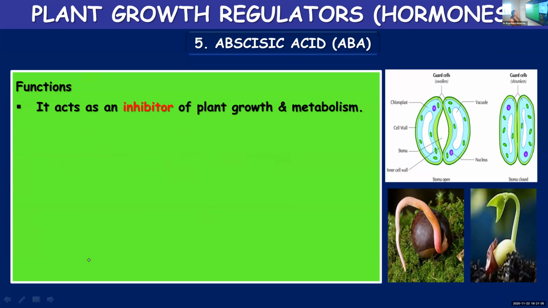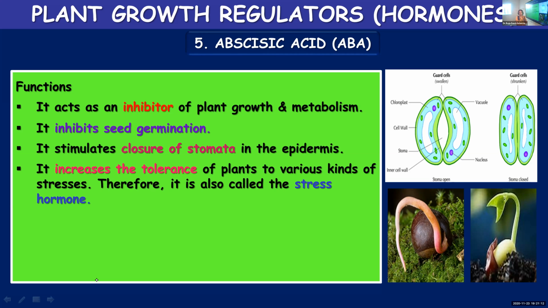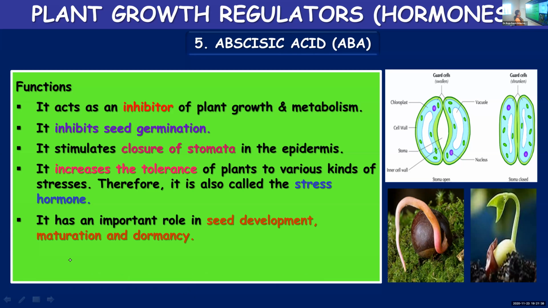Functions: it acts as an inhibitor of plant growth and metabolism, inhibits seed germination, stimulates closure of stomata. If stomata are closed, sufficient exchange of gases and water cannot happen. So in order to retard growth, it will stimulate the closure of stomata and increases the tolerance of plants to different stresses. You call it a stress hormone. It will provide the plants the ability to resist different types of stresses.